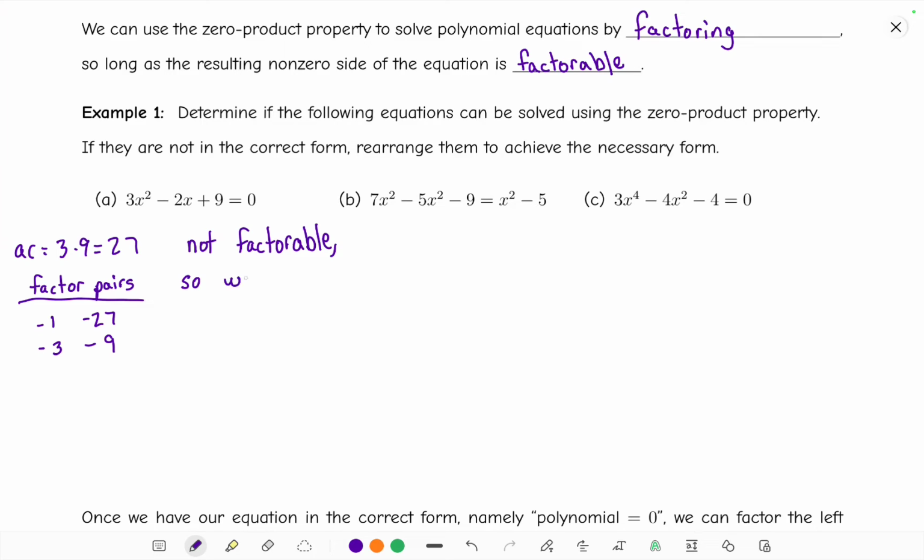So we can't use the zero product property.